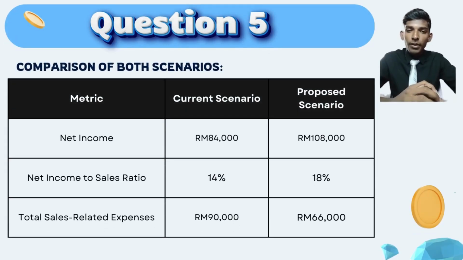Here is a quick comparison between the two scenarios. In the current scenario, the net income was 84,000 ringgit and the net income to sales ratio is 14%. In the proposed scenario, net income increased to 108,000 ringgit and the net income to sales ratio improved to 18%. Additionally, by shifting to an internal sales team, we saved 24,000 ringgit in sales related expenses.